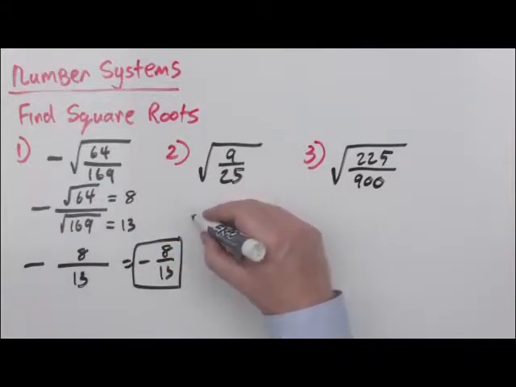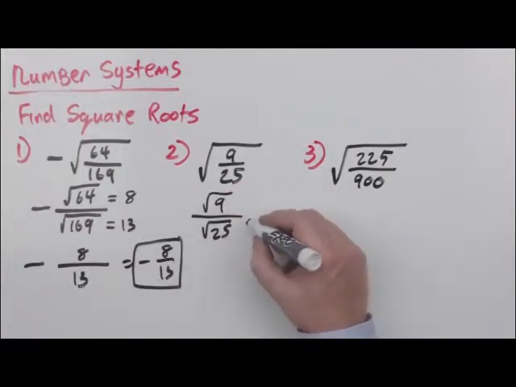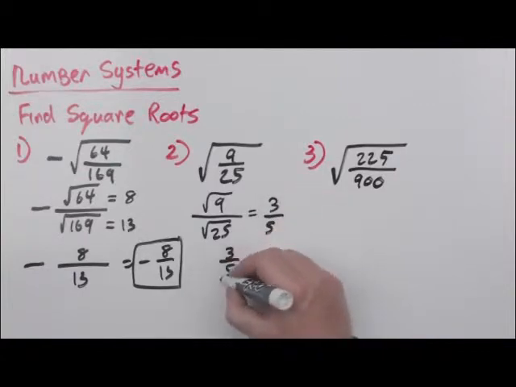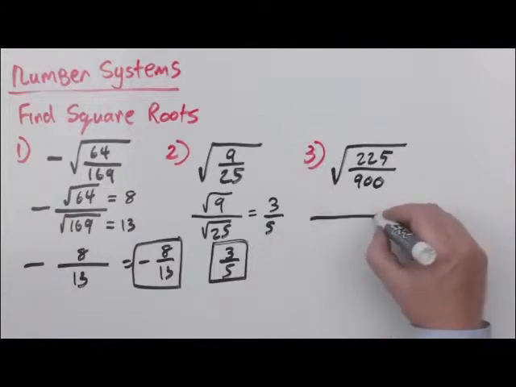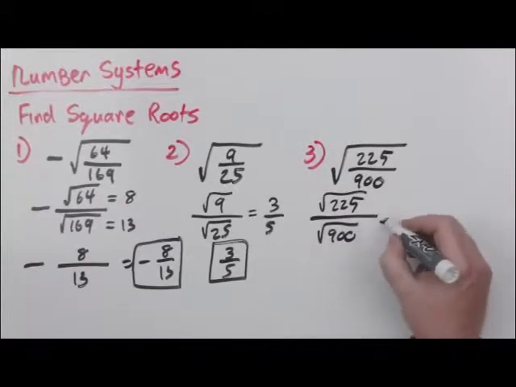Okay, this would be the square root of 9 over the square root of 25. Well, let's see, what's the square root of 9? Square root of 9 is 3, square root of 25 is 5, so that's 3/5. 3/5 is the answer.